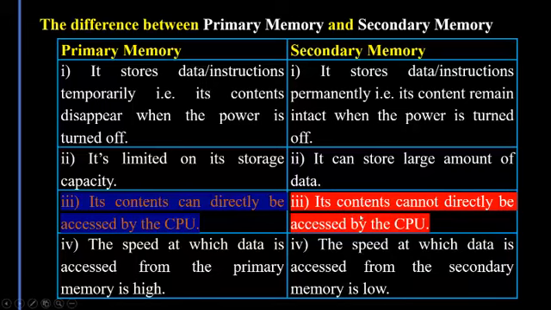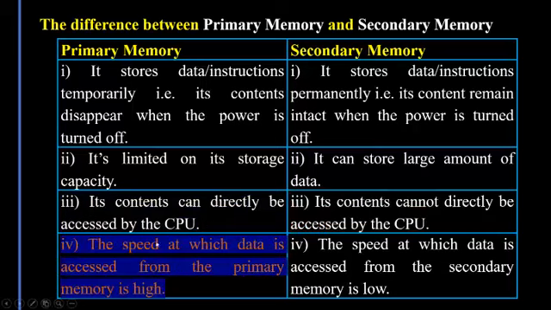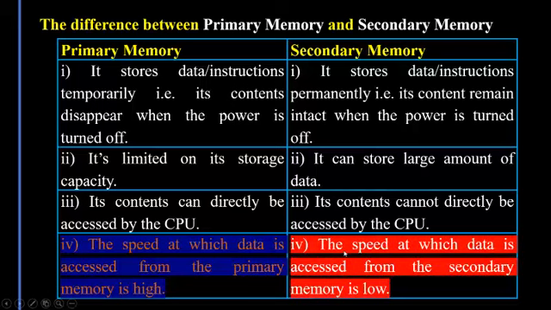You have to get that information to random access memory if it is to be accessed by the CPU. Otherwise, it cannot. Then, primary memory can operate at a very high speed. The speed at which data is accessed from the primary memory is high. But as for secondary memory, the speed at which data is accessed from the secondary memory is low.